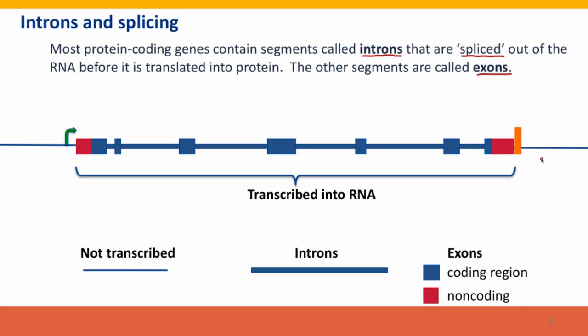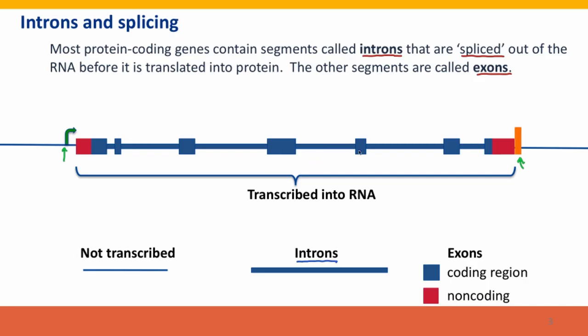So here's a diagram of a fairly typical gene. Here's the DNA, here are the regulatory signals for transcription, the promoter here, the terminator here, and here's what's transcribed into RNA. But only some of this codes for protein. In particular, there are long segments called introns that don't code for protein at all, and they have to be cut out and discarded.